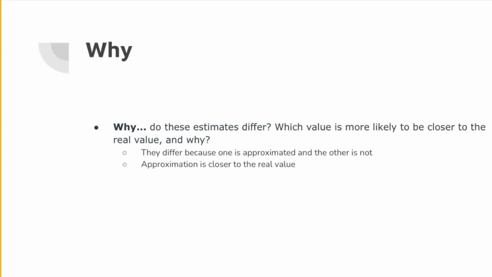So why do these estimates differ, and which is more likely to be close to the real value, and why? They differ because one is approximated and the other is not, and we think that the approximation is closer to the real value because it takes into account more confounding variables and it doesn't just assume that everything is the same like the computational model does.